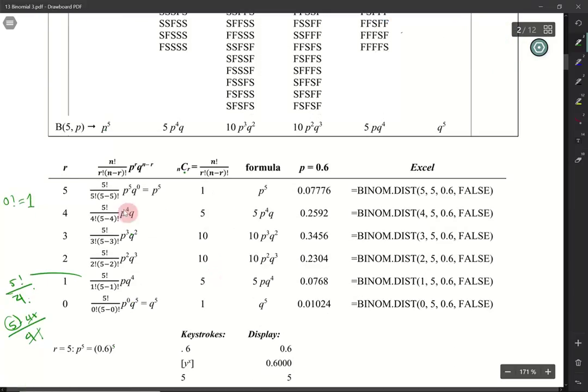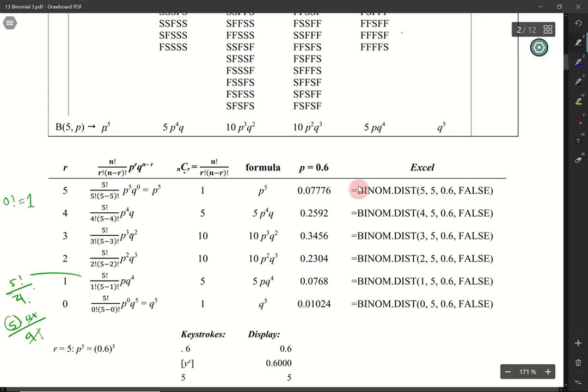Okay, so each of these basically comes out to a probability, right? So this is the probability of success, right? And Excel has a binomial distribution function, right? The second and third values are the n and p, right? And then the first value of the function is basically r, which is the number of successes.